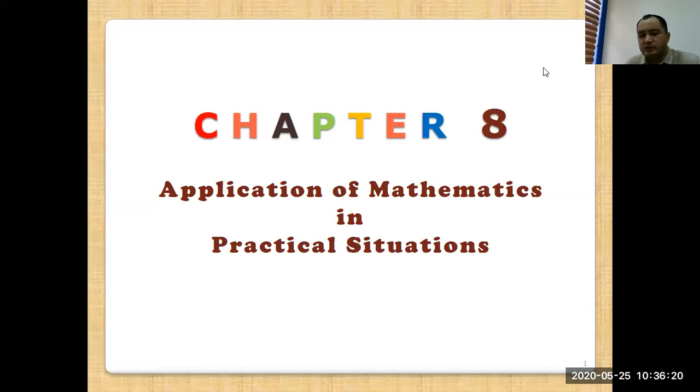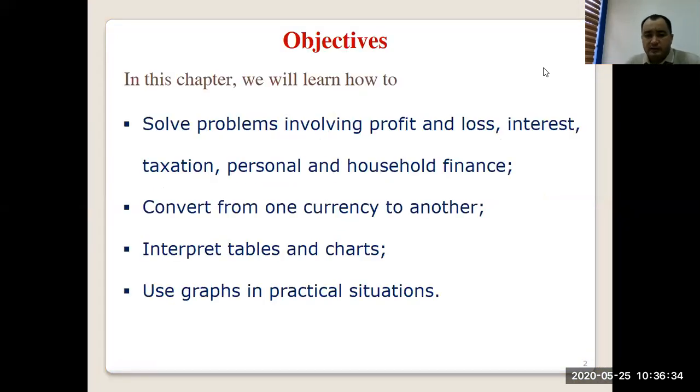Okay, so what is the name of the chapter? Application of mathematics in practical situations. Practical situations means the situations that we face in our daily life. And in this chapter we are going to solve problems involving profit and loss, which is directly related to all the students who are studying business or business related subjects.